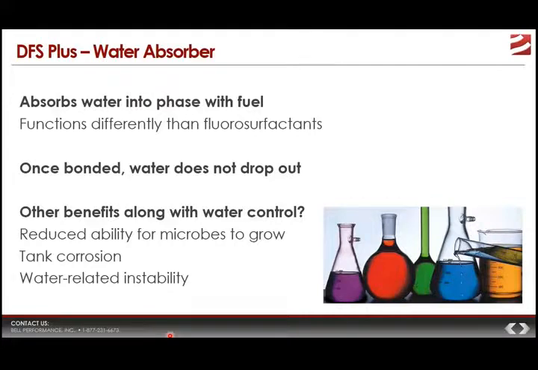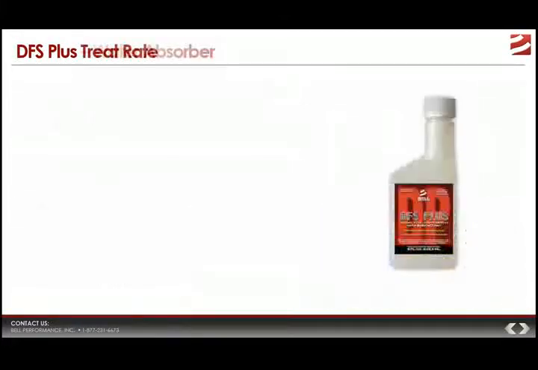All of these are secondary benefits because they result from the primary benefit it delivers of controlling free water buildup. But each one of these is a substantial value point for the customer for you to consider.